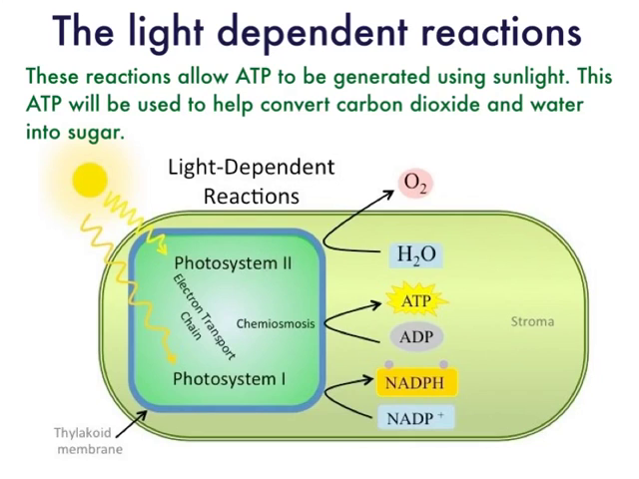All right, so we have the light-dependent reactions, which require light. That's what that means. And these reactions allow ATP to be generated using sunlight. This ATP will be used to help convert carbon dioxide and water into sugar. Okay, so step one of photosynthesis is to make some ATP. And ATP, as you know, is cellular energy. Cells can't do anything unless they have ATP. Anything that requires energy requires ATP. So to make sugar, that requires ATP.